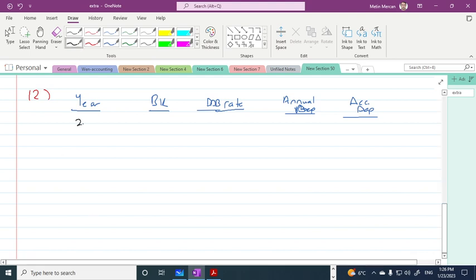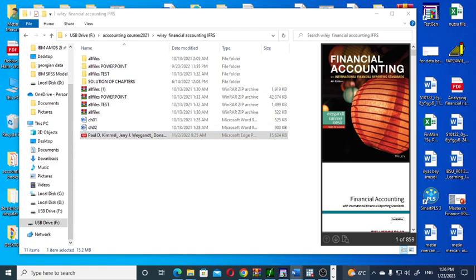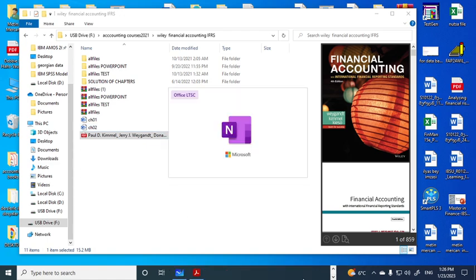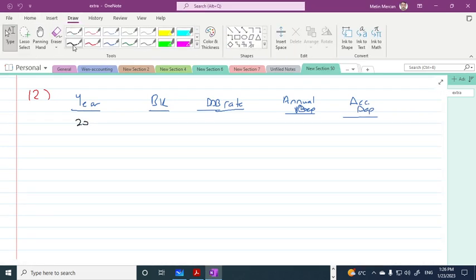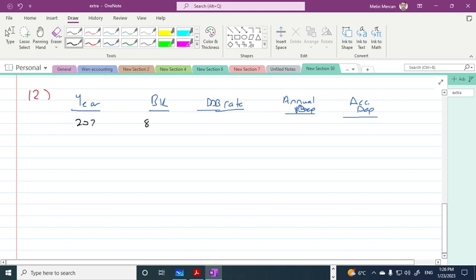The years: we have 4 years, 2020, 2021, 2022 and 2023. So we have the original cost of $80,000, and the rate is what?